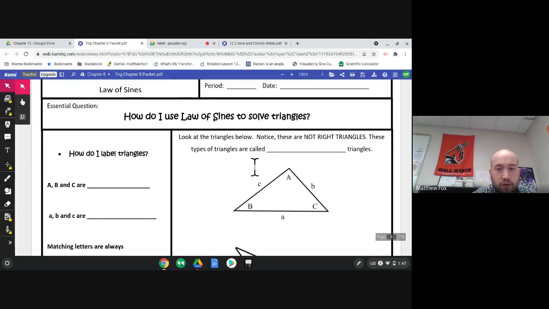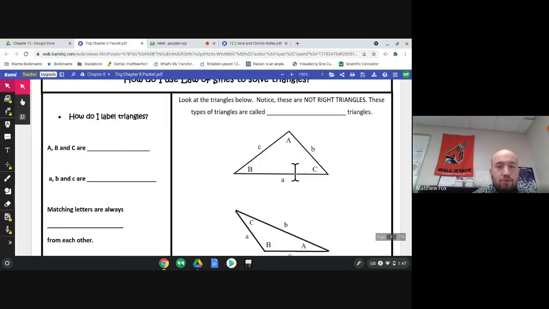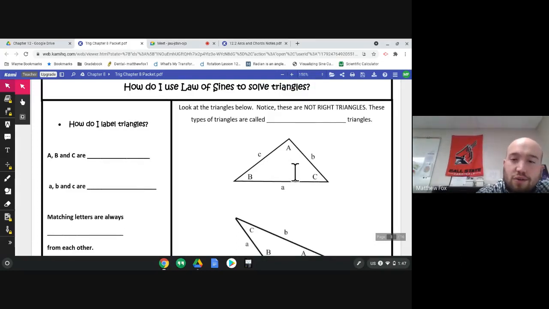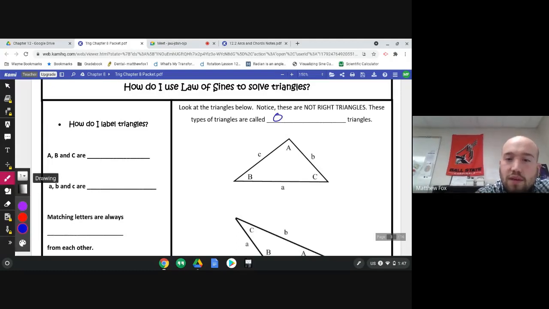Look below. This is not a right triangle. We have a few examples of them. Triangles that are not right triangles are called oblique triangles, okay? So, oblique. And that is simply any triangle that is not a right triangle.